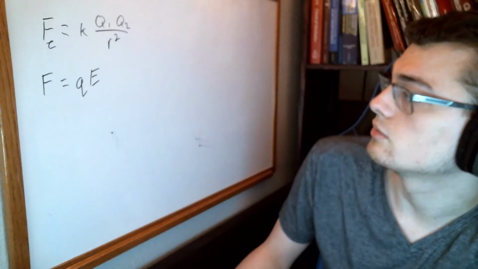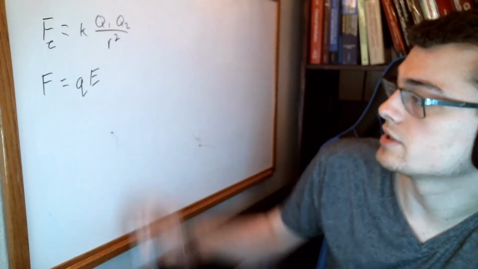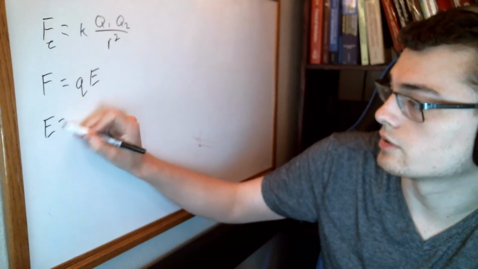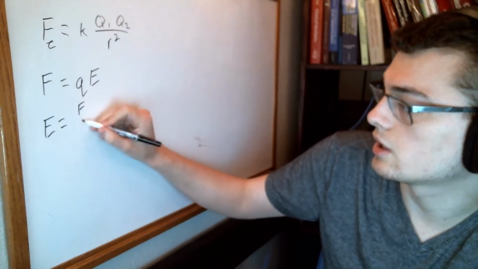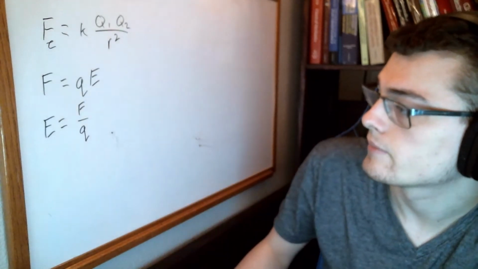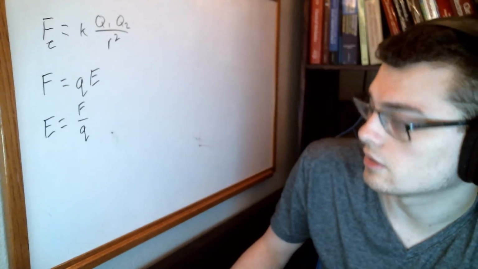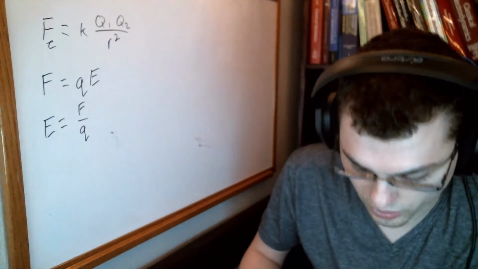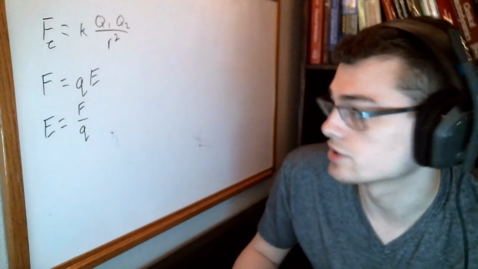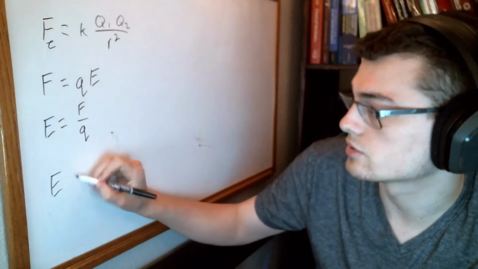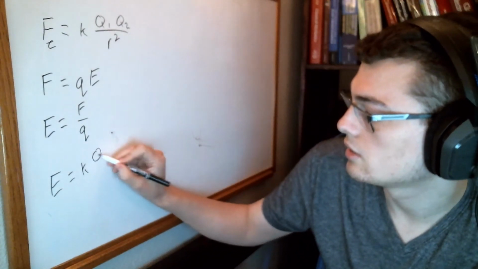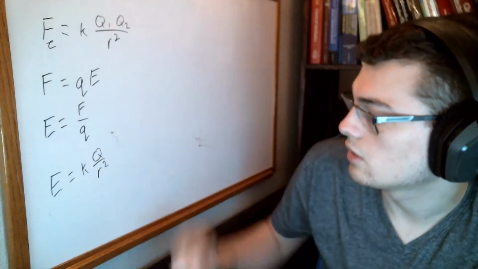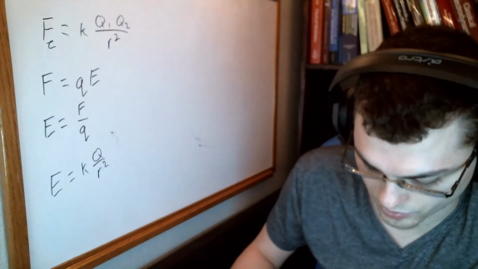And so what this does is we can rearrange this very quickly to get E equals F over Q. And so basically the electric field from one charge is just that charge itself. So then E is just going to be equal to K Q over R squared. So this is going to be due to one charge.